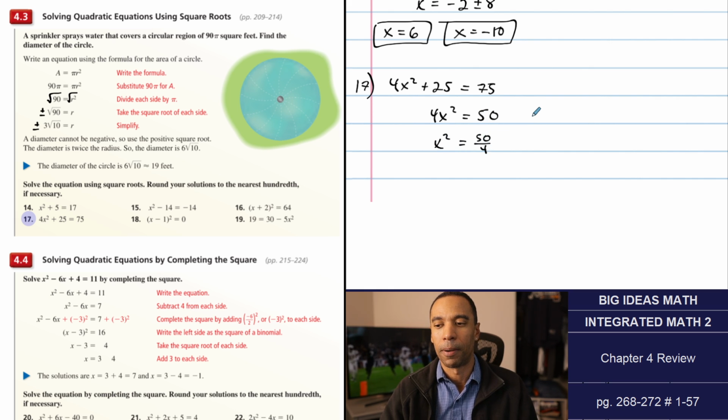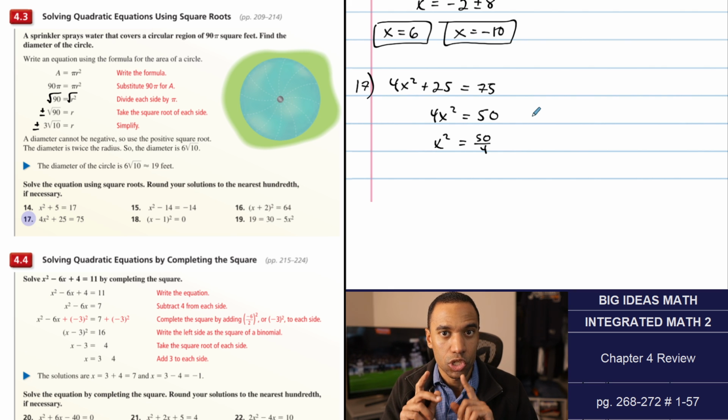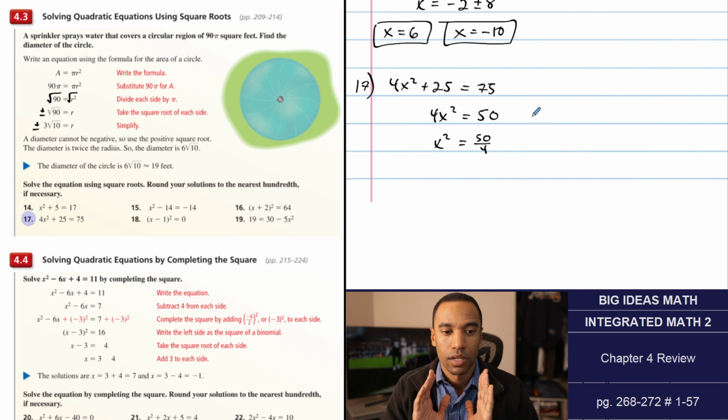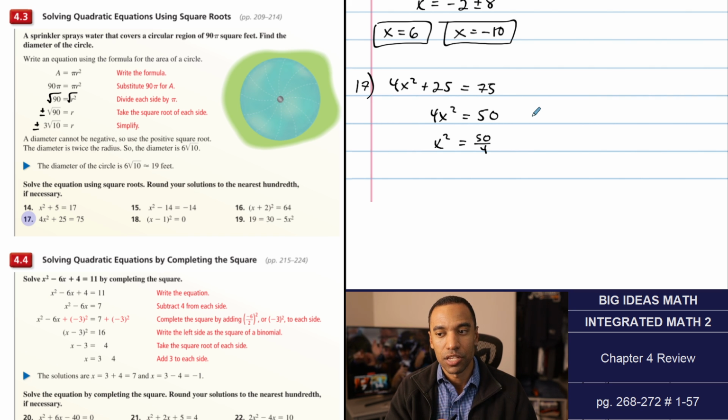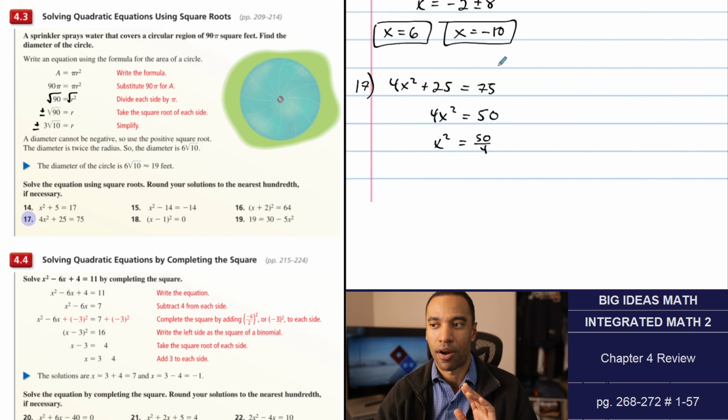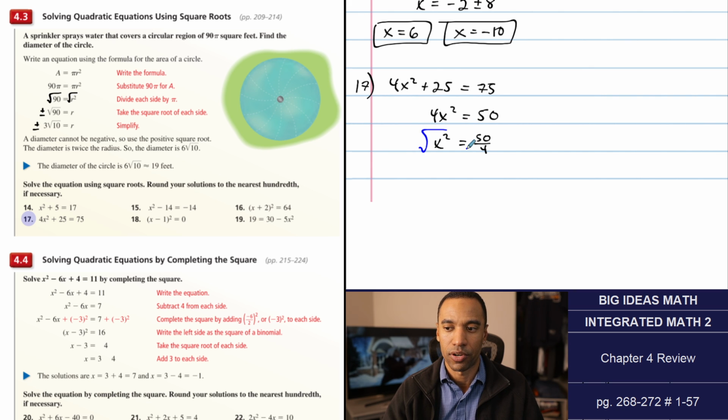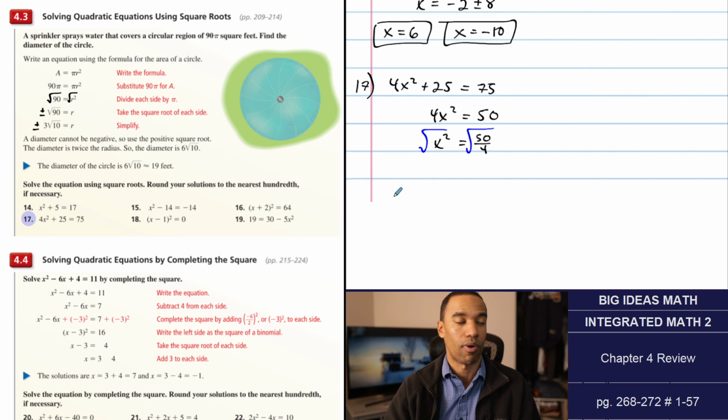50 over 4. Now, I could reduce this to 25 over 2. Not an overall bad gesture. However, because 4 is a perfect square and reducing this fraction would give a non-perfect square, I'd rather deal with it where I'm at. It's not wrong to do the other, and you'll see a lot of people maybe do that. There's no problem with it.